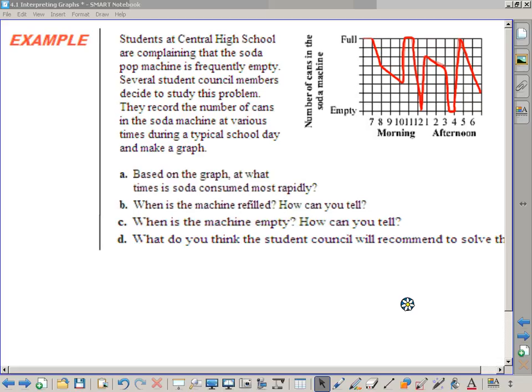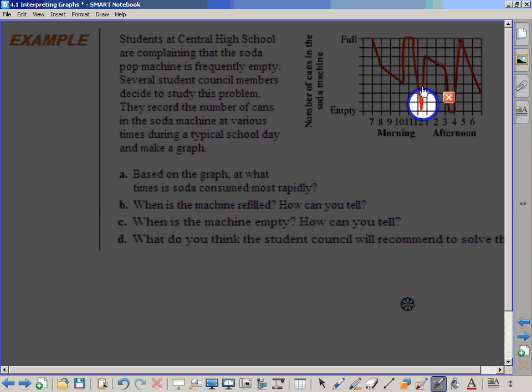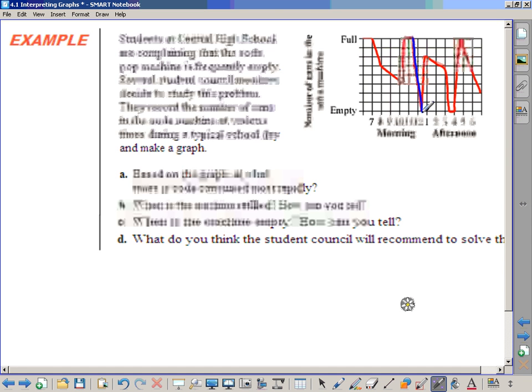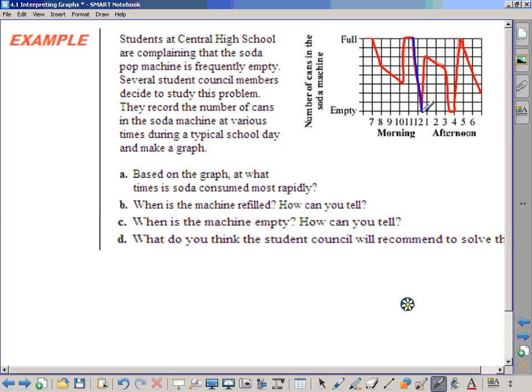Question A, based on the graph, at what times is the soda consumed most rapidly? What would you say to that one? Go ahead. 11:30 to 12:30. So let's see, right in this region here, this very steep downward slide, okay? And any other times? Go ahead. 3 to 3:30. What do you think is significant about those times during the school day? What do you think the first one is? Lunch, and then when school ends. So that's when the machine is consumed most rapidly, the pop.